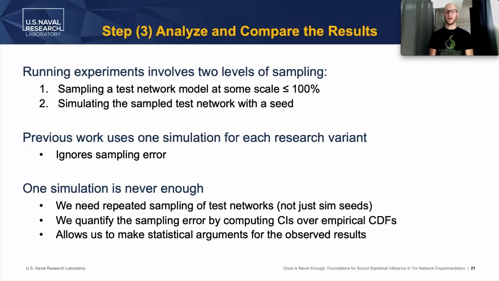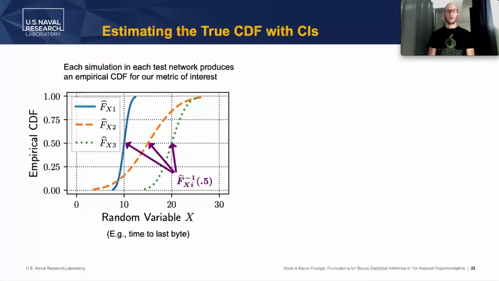And our methods allow us to make statistical arguments for the results that we observe in our experiments, and it gives us more confidence in the conclusions that we draw from our results. So I'm going to give you an example of how this is done to provide some intuition behind what we're doing. All the math and the results that describe how this is done are in the paper.